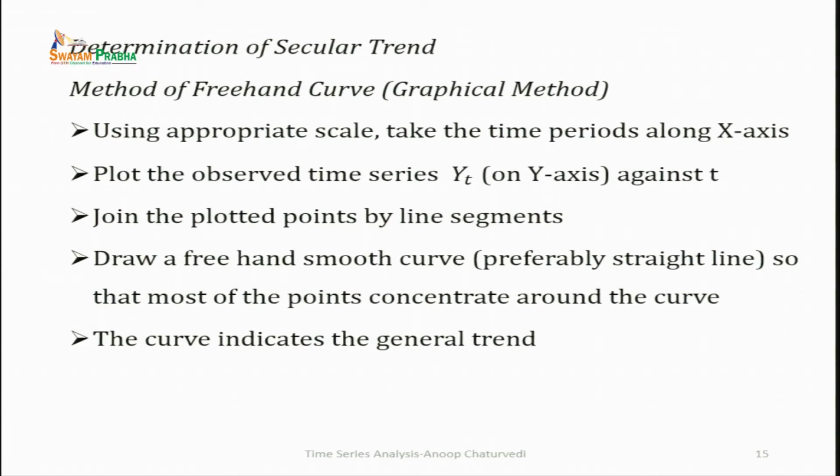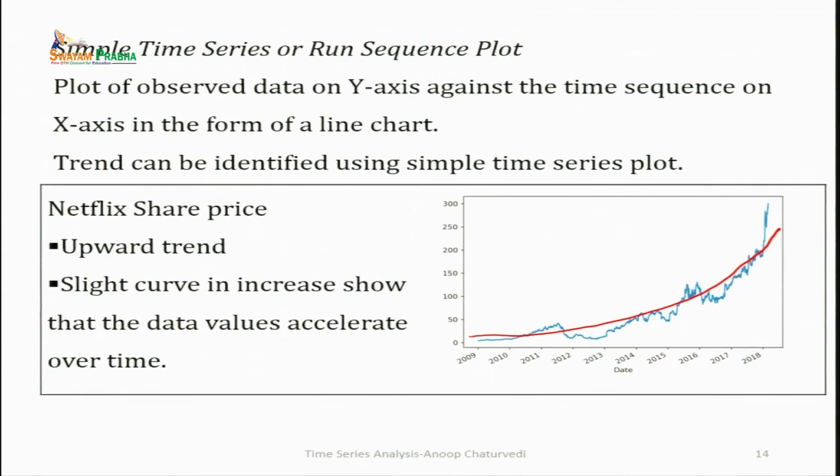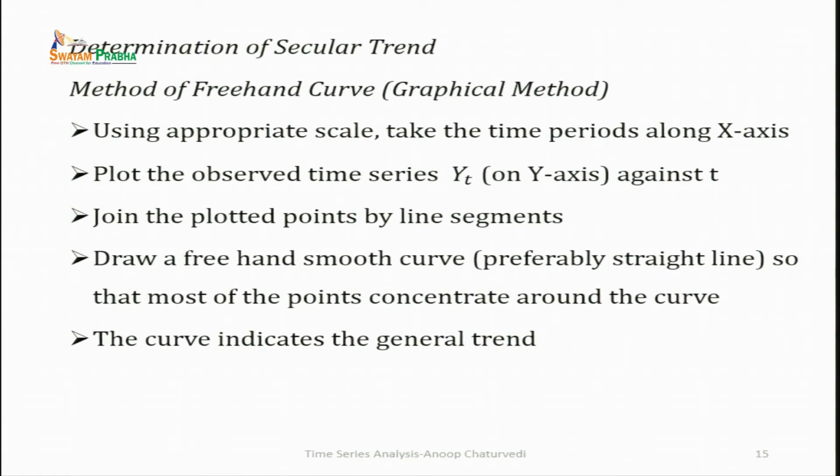This is what I was doing in several examples. In the last slide also I did it. I joined different points using a smooth curve. So, in fact, I was using the method of freehand curve fitting. While joining the points, we use some smooth curve. Of course, we prefer a straight line, but it is not essential. And we should take care that most of the points concentrate around the curve. So, it is a freehand curve covering most of the points. So, this curve indicates the general trend of data.